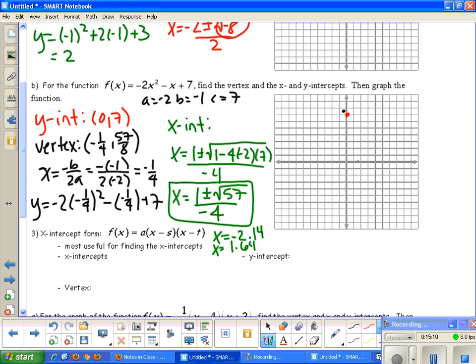So 1 point would be right there, and -2.1 would be right around there. So then all I need to do is go ahead and sketch my graph.